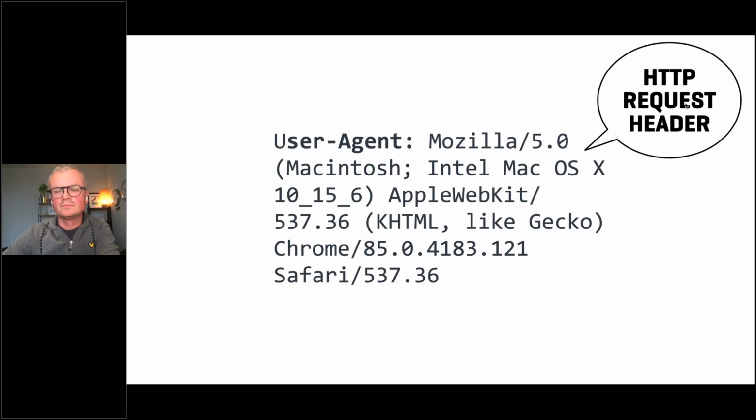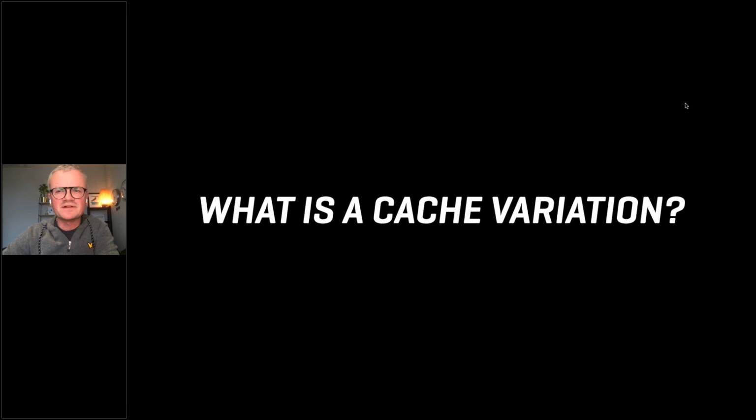And literally, there are hundreds of thousands of different user agents out there. They are very much dependent on the browser you're using, the version of the browser you have, the region you are living in, the laptop or the smart TV you're using, and so on and so forth. And let's explain what a cache variation is then.